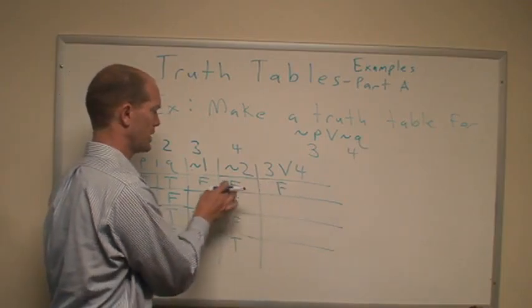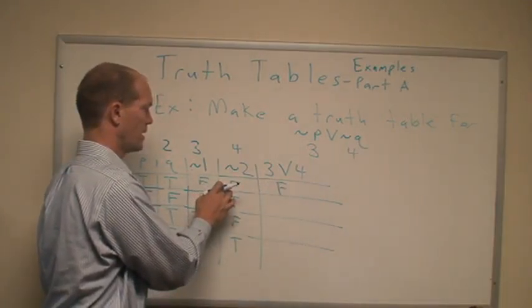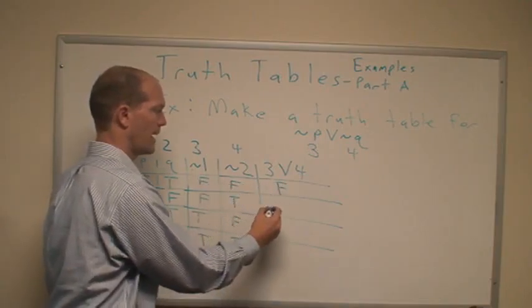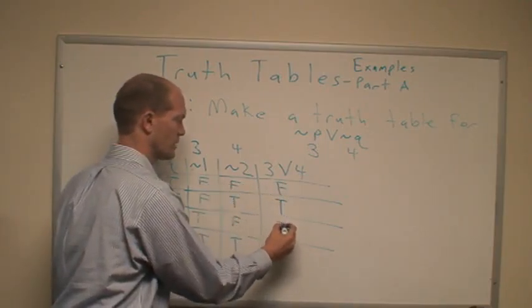But again, here we're seeing the values in column 3 and 4 are false, so the OR is false. And in each of the other cases, the OR tells me it should be true.